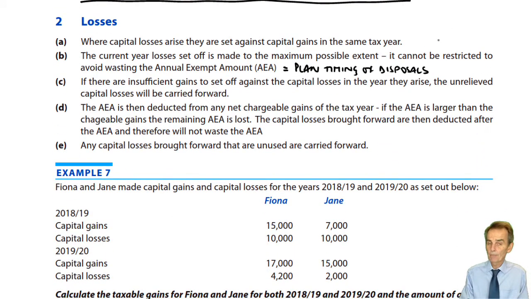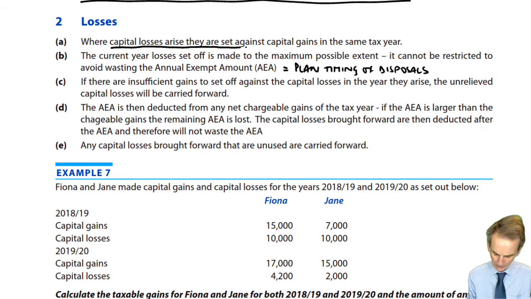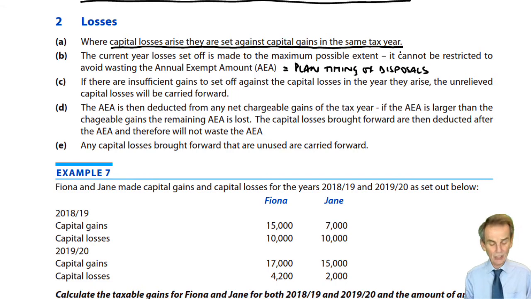Losses. Right, at the very beginning of this chapter, we saw how, if we incurred losses, we would get relief for those losses. And we had to divide the use of losses between those losses sustained on disposals made in the current tax year, kept separate to any losses brought forward from previous tax years at the start of this tax year. So what do we do with them? This again should be revision. Where capital losses arise, they are set against capital gains in the same tax year.